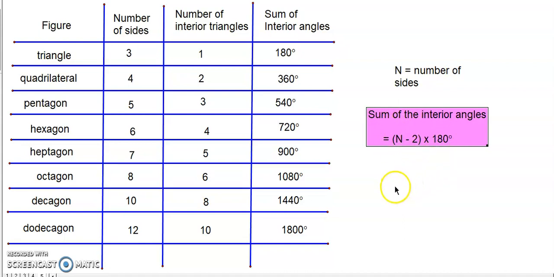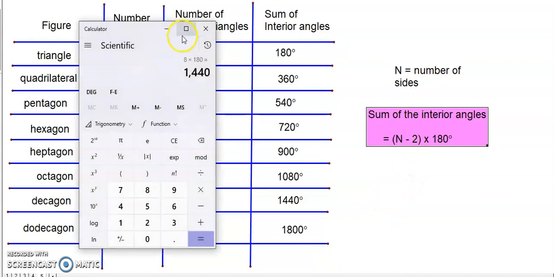So for example, if you have an 18-sided figure, that means that the sum of the interior angles will be 18 minus 2, 16 times 180. The sum of the interior angles of an 18-sided figure would be 2,880.